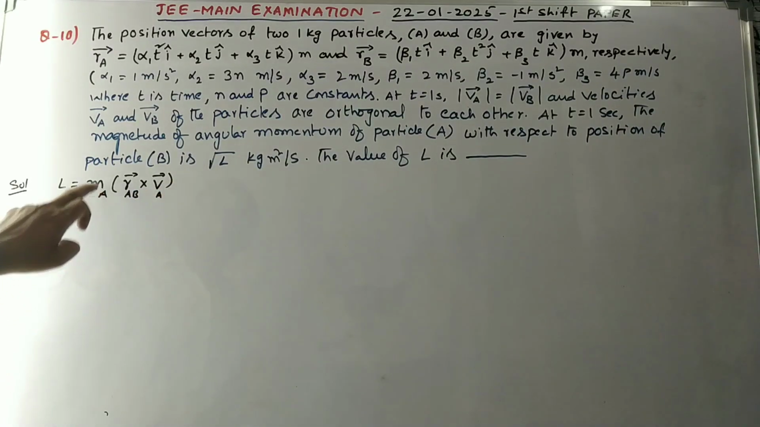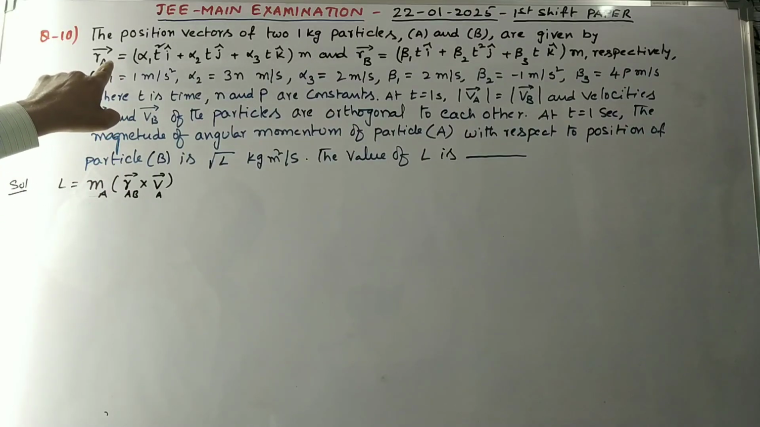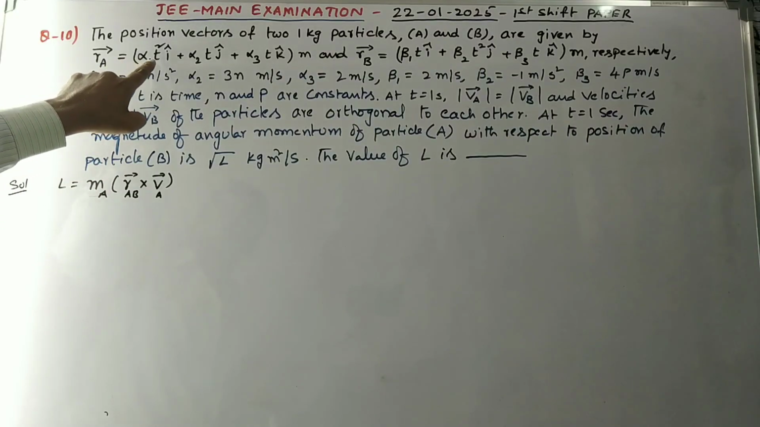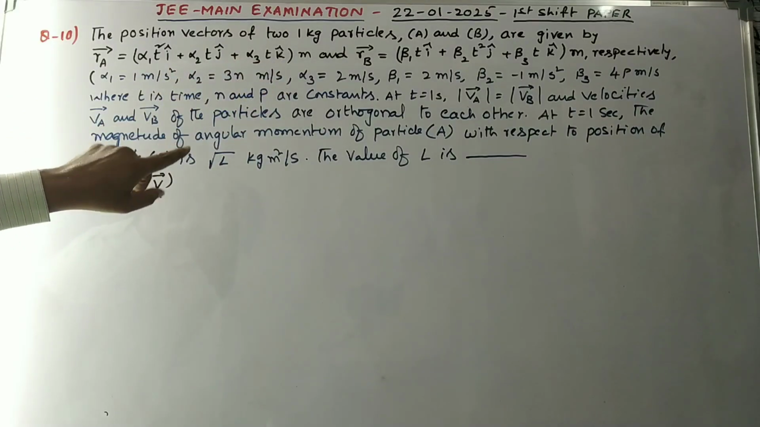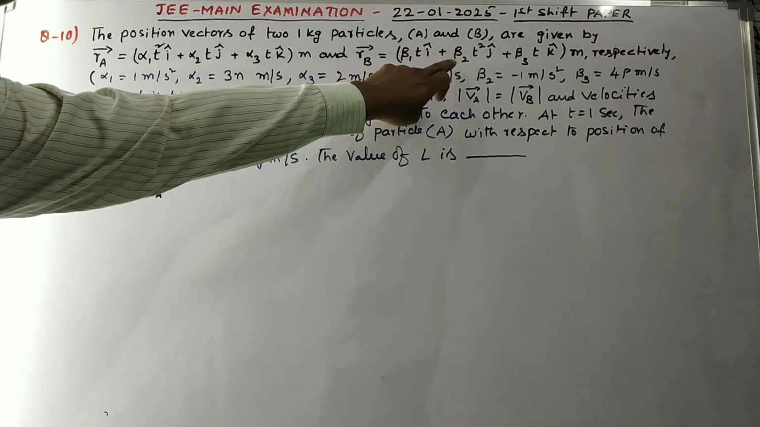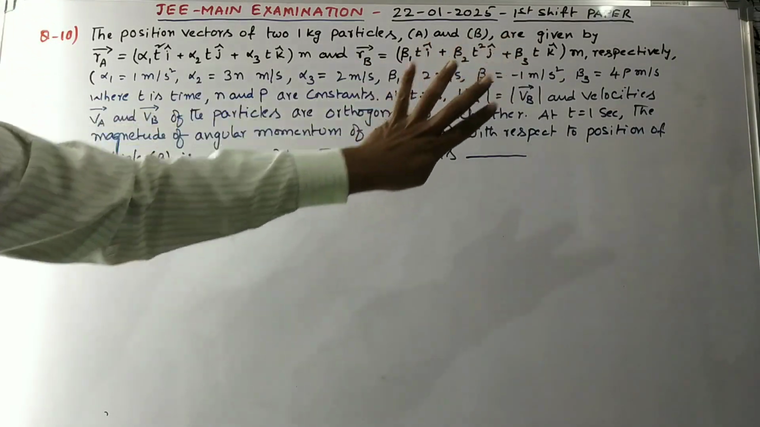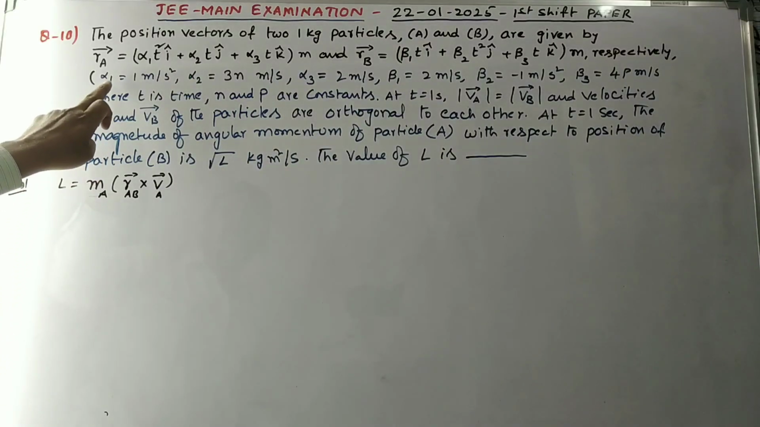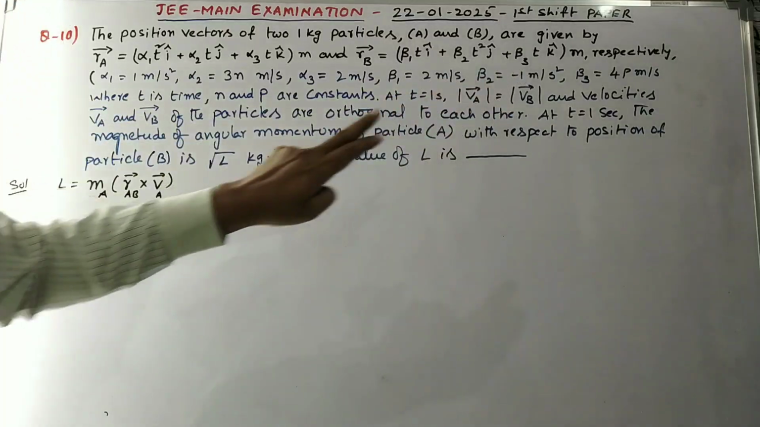So here mass is already directly given, mass is equal to 1 kg. But position vector of particle A with respect to B: the position vector of particle A is equal to alpha 1 t square i cap, alpha 2 t j cap, alpha 3 t k cap, and position vector of B is equal to beta 1 t i cap plus beta 2 t square j cap plus beta 3 t k cap respectively. So here alpha 1, alpha 2, alpha 3, beta 1, beta 2, beta 3 are given.